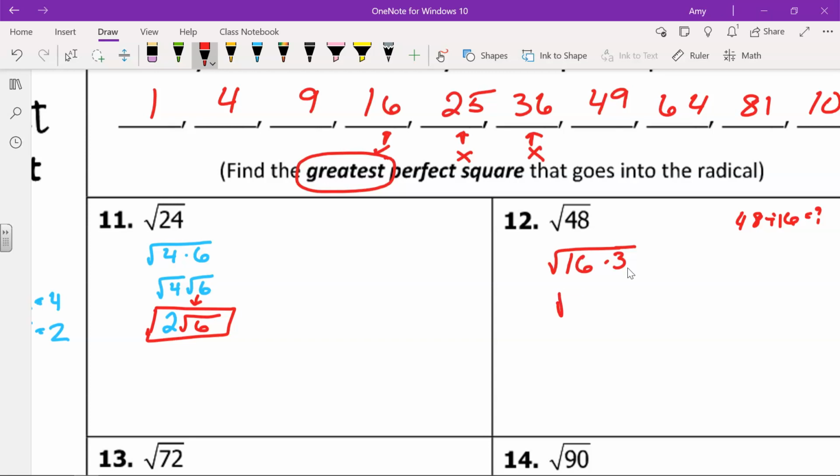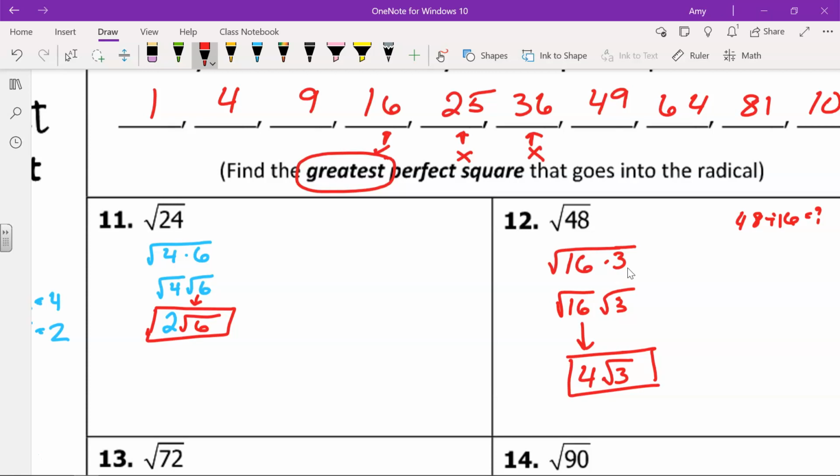So in this case, once again, I can split this up into 2 different radicals. And I can take the square root of 16, the square root of 16 is 4, and then I leave the radical 3 the way it is. And our answer is 4 root 3, or 4 radical 3.